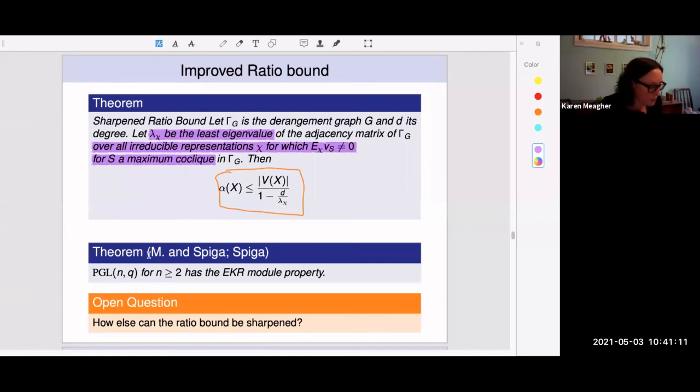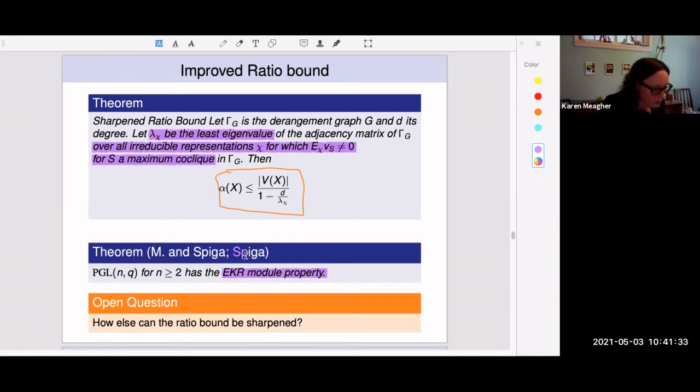Okay, so this is what Spiga and I did. We showed that we have the EKR module property. What we were able to do is show that sneaky irreducible guy we don't care about. We can throw him away. And then we only had one irreducible representation giving us the least eigenvalue. So everything had to be in that eigenspace.